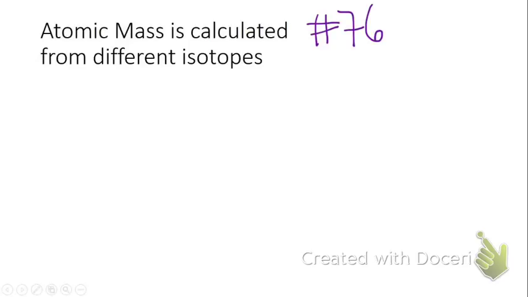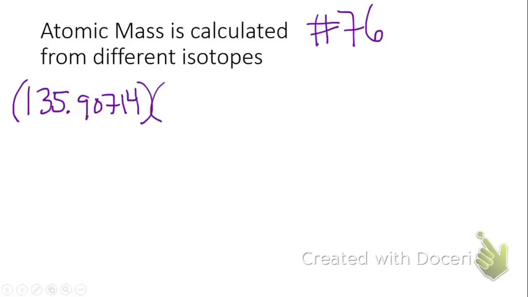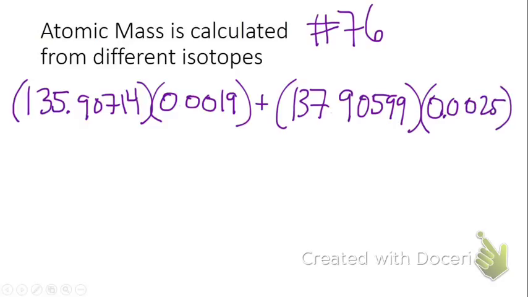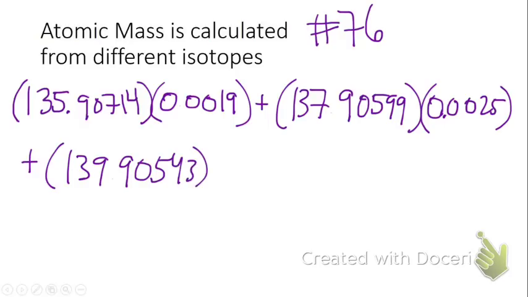So, let's look at that. What we have to do is turn those percentages into whole numbers. To turn a percentage into a whole number, you divide by 100. So the first one is 0.0019. We're going to add that to the second isotope. We're going to add that to the third. And finally, we will add the last.